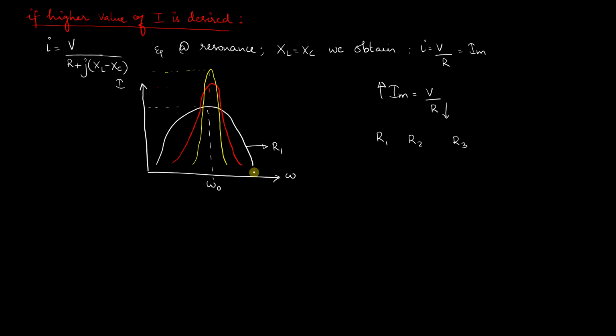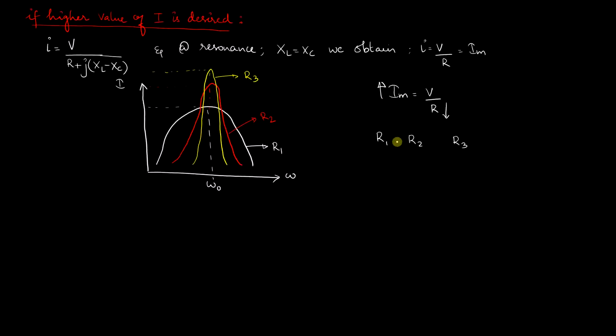Okay, if I consider this to be R1, then this red color one is caused by the resistance R2, and the yellow color one is caused by the resistance R3. What will be the relationship between R1, R2 and R3? So as the resistance decreases, the current increases. Correct?